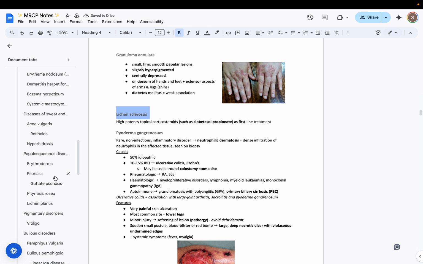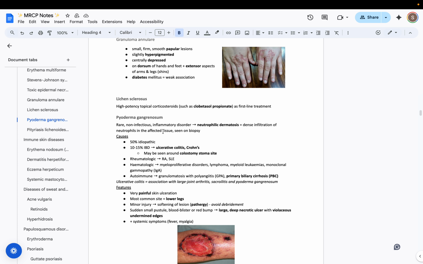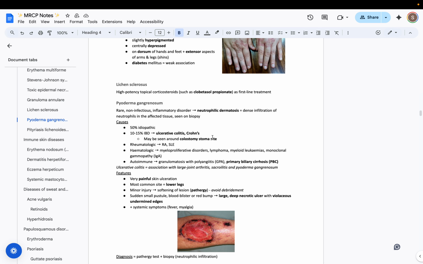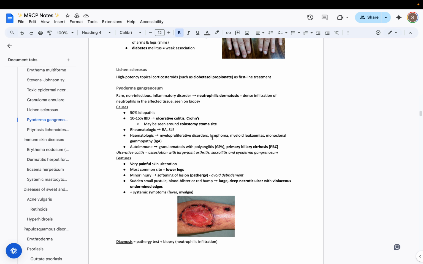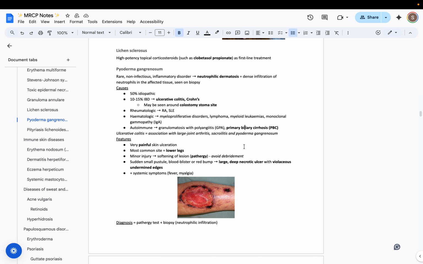Anyways, pyoderma gangrenosum is a rare, non-infectious inflammatory disorder. It's associated with neutrophilic dermatosis, so there's dense infiltration of neutrophils. It would be seen in ulcerative colitis and Crohn's, also rheumatologic diseases, hematologic diseases, and also autoimmune diseases like GPA and primary biliary cirrhosis. It's very painful, mostly in the lower legs.